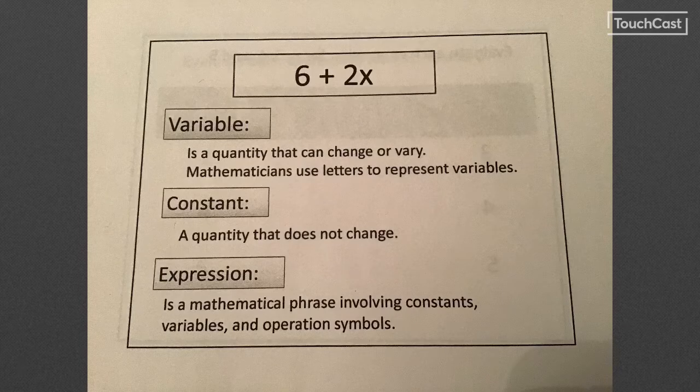Let's begin by reviewing our vocabulary words that we learned yesterday. So a variable is a quantity that can change, and we're going to use letters to represent variables. A constant is a quantity that does not change, and an expression is the mathematical phrase involving constants, variables, and operation symbols. In this problem, 6 plus 2x, 6 is the constant because it's not being multiplied by anything. X is the variable, and if you remember carefully, 2 is actually called the coefficient. That's the number that's being multiplied by a variable.